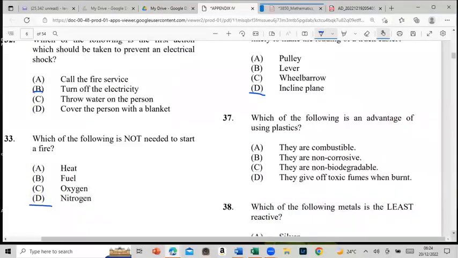37. Which of the following is an advantage of using plastic? A, they are combustible. B, they are non-corrosive. C, they are non-biodegradable. Or D, they give off toxic fumes when burned. And notice it said advantage, right? So B, they are non-corrosive. Let's move on to 38.